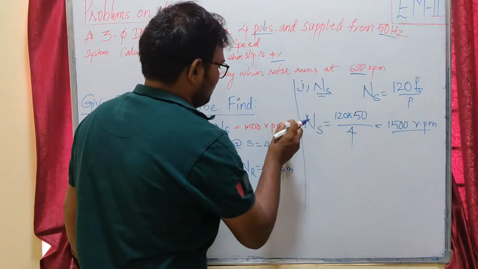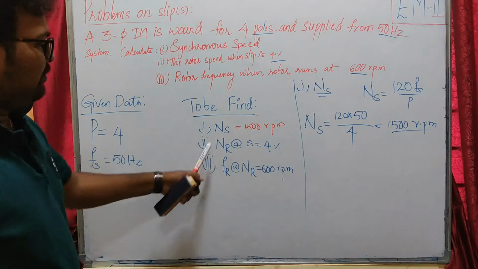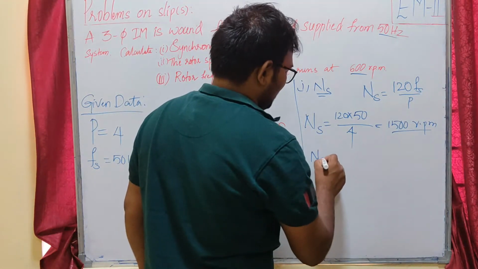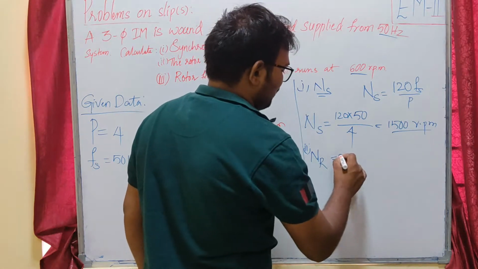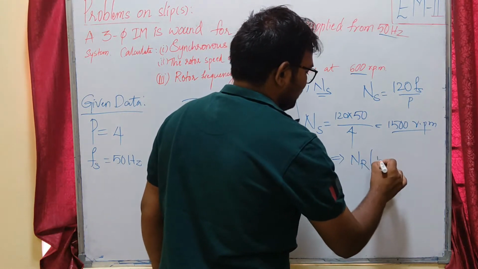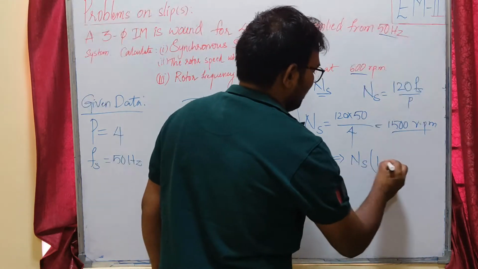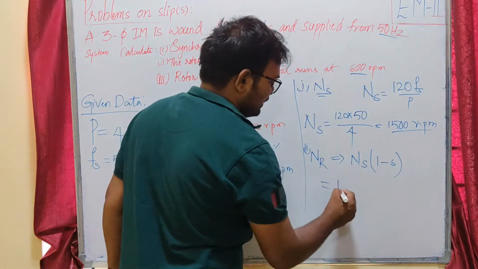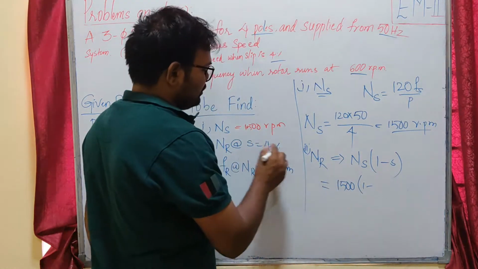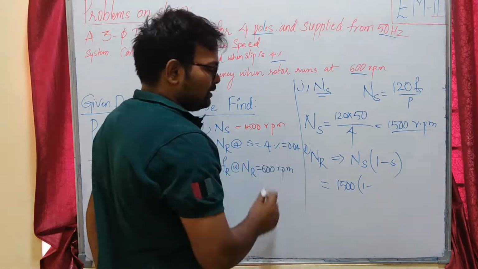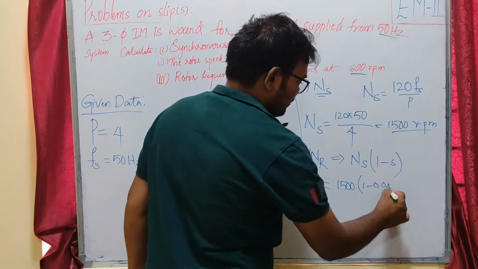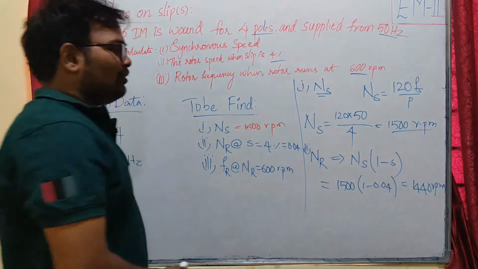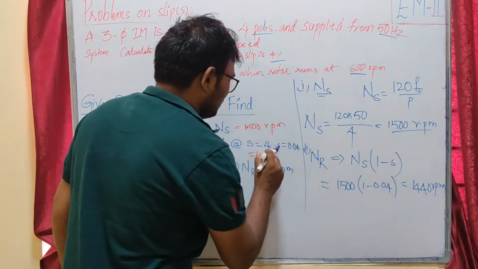Next, the second question is the rotor speed when slip is 4%. That means we have to find the rotor speed NR at slip 4%. We have a relation for rotor speed, synchronous speed and slip, that is NR equal to Ns into (1 minus S). Ns is 1500 and slip is 0.04, since 4% means 4 divided by 100. So we get around 1440 rpm. My rotor speed is 1440 rpm.